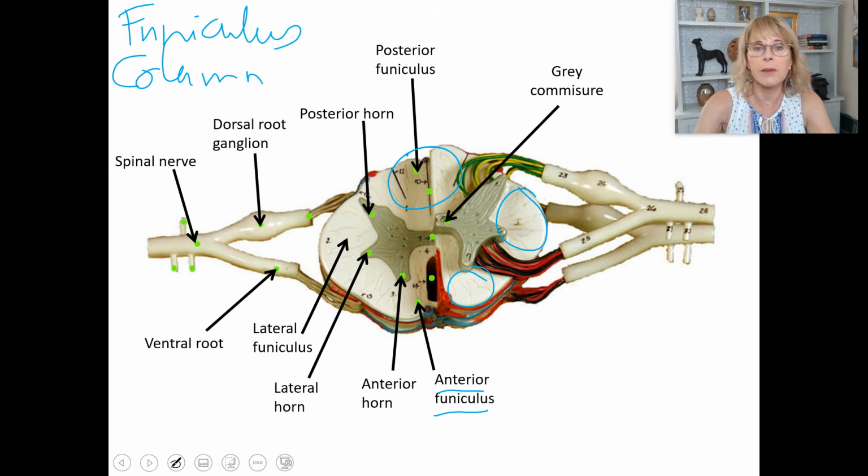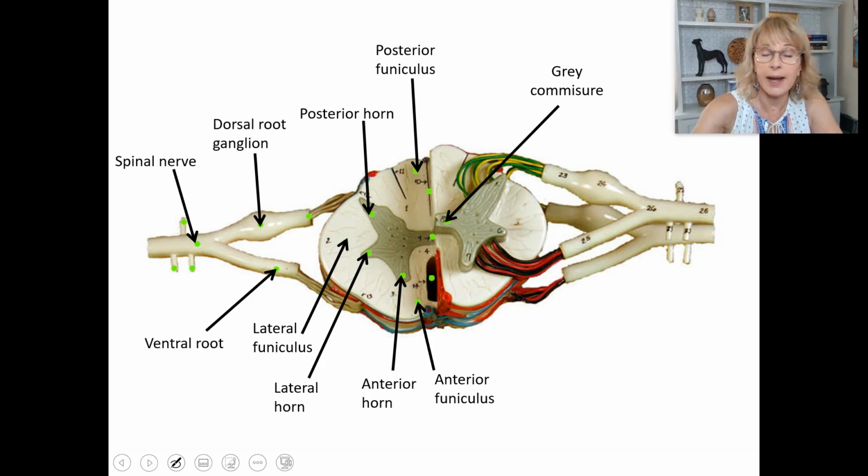Okay, the gray commissure. The gray commissure is the area where the right wing of the butterfly is attached to the left wing of the butterfly. And there's a little tiny tube that runs through the center of the gray commissure, and it's called the central canal. All right, so those are the parts of the spinal cord.